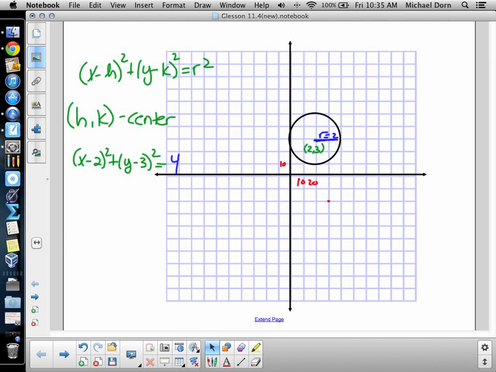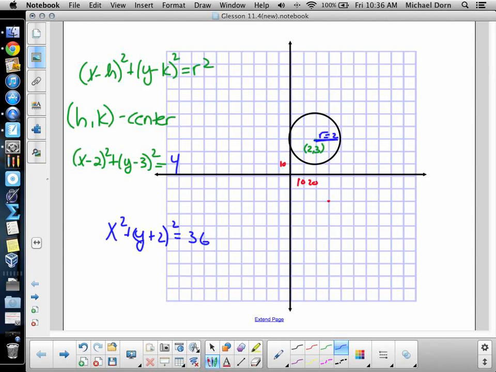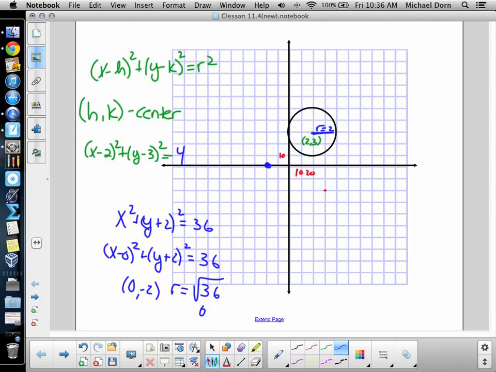Same with one of the graphing ones, say number 22 is x² + (y + 2)² = 36. Well, x² is the same as (x - 0)². So from this, I can get the center is at 0, opposite of this. So (0, -2) is my center, right there. The radius is the square root of 36, which is 6.